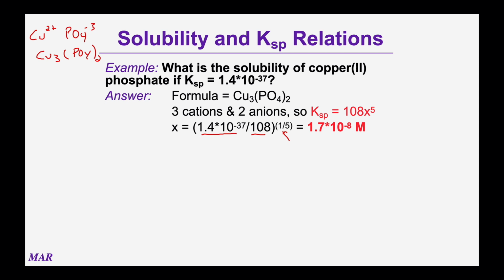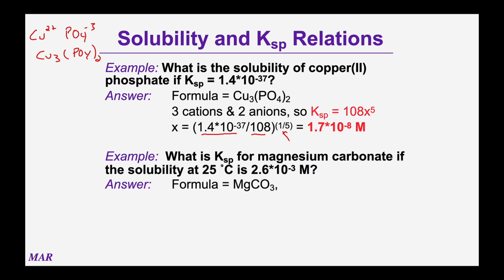Anyway, solubility, 1.7 times 10 to the minus 8th moles per liter. So copper II phosphate will not form a solid unless those ions are pretty small, like that number right there. In reality, the copper would be 3 times that number, and the phosphate would be 2 times that number. But don't even worry about that right now. This is a cool way to go from an equilibrium constant back to solubility, or from solubility to KSP.